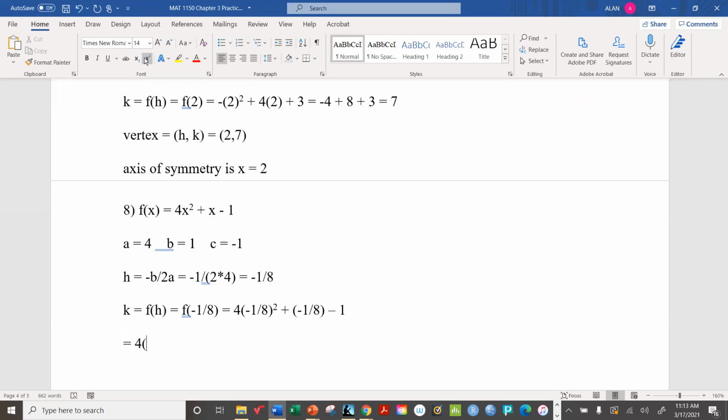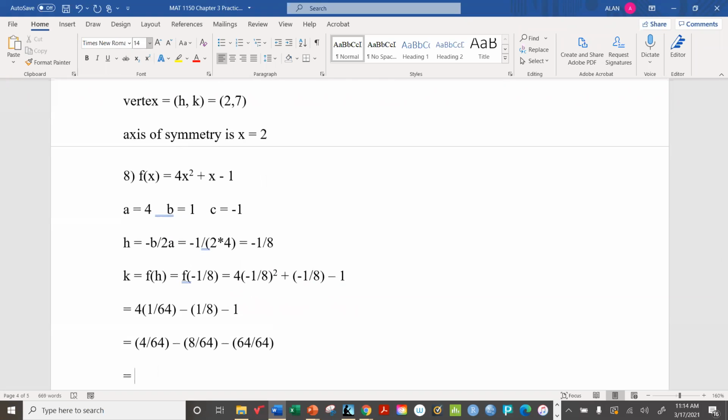So minus 1/8 squared is actually 1 over 64. So let's convert everything into 64ths. We might as well leave this as 4 over 64, 1/64th, and 1/8 is the same thing as 8 over 64. So we're going to have minus 70, wow, 76 over 64. Luckily, this can be reduced a little bit.